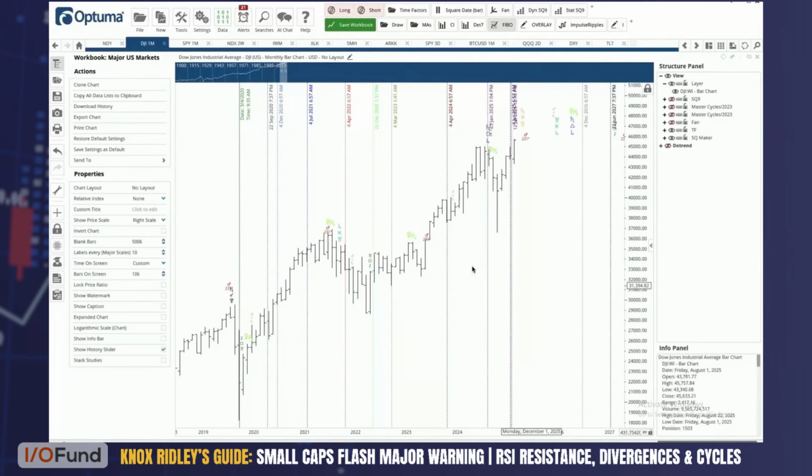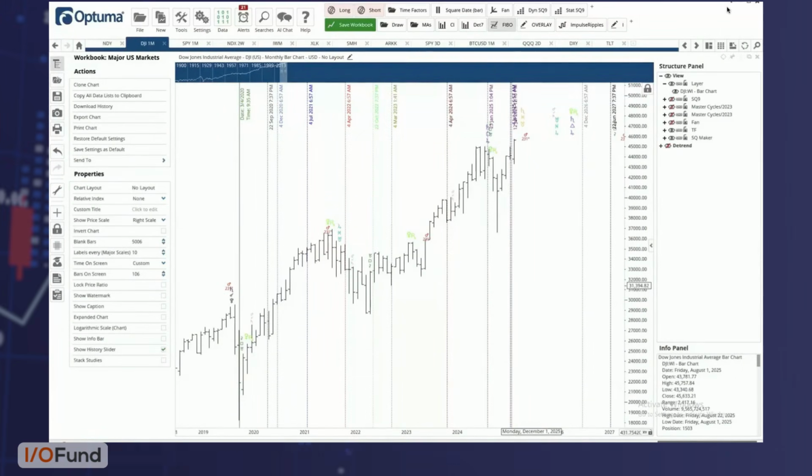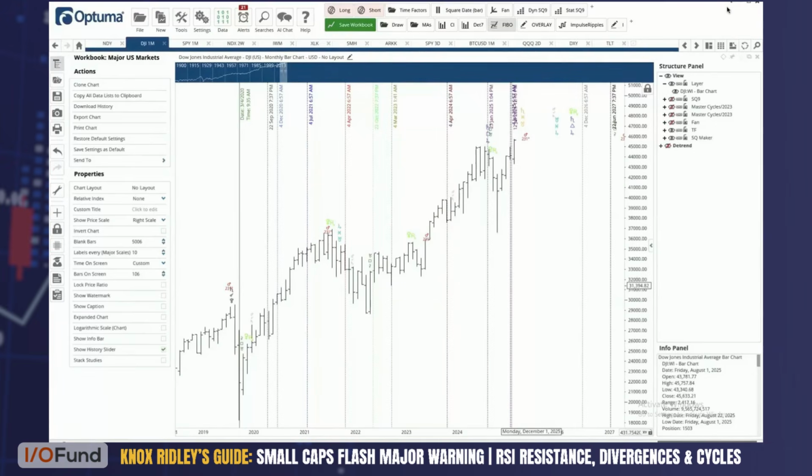Anyway, I'm going to start off with some timing cycles to point out where I think we are, just to give you an idea of the inflection point that I think we're at. And then we'll move into some broad market charts and then get into our individual stocks.